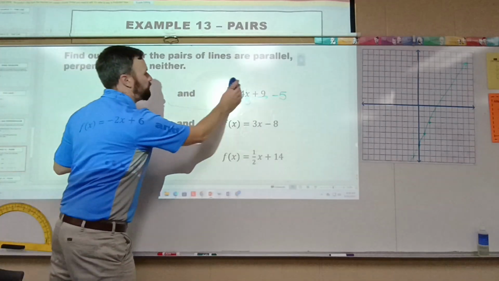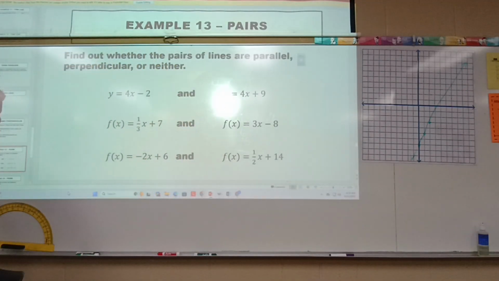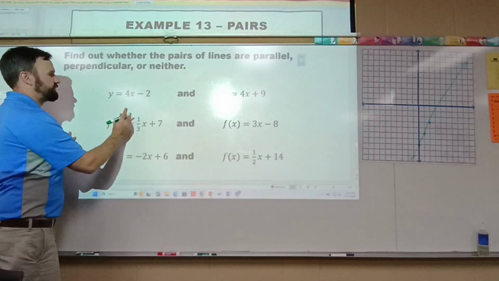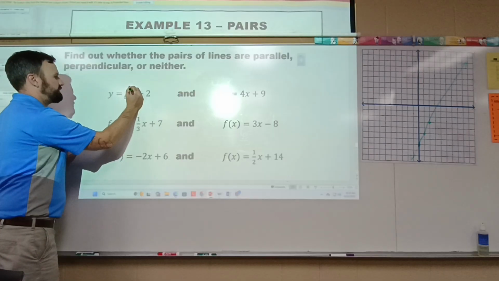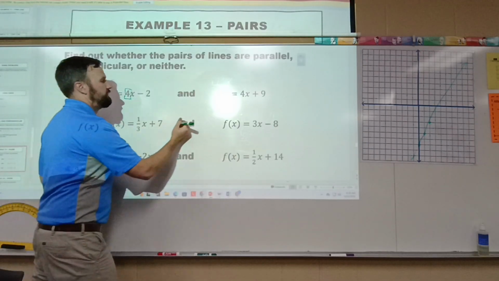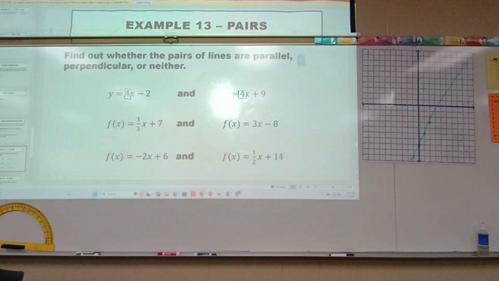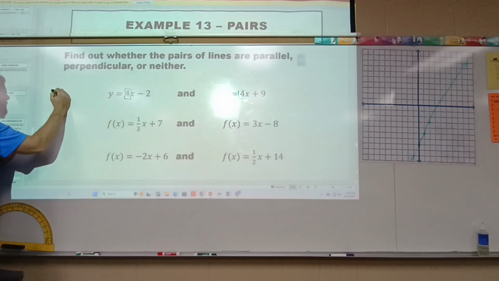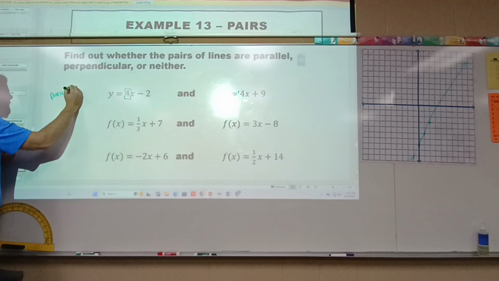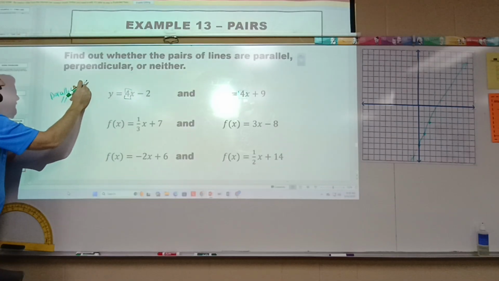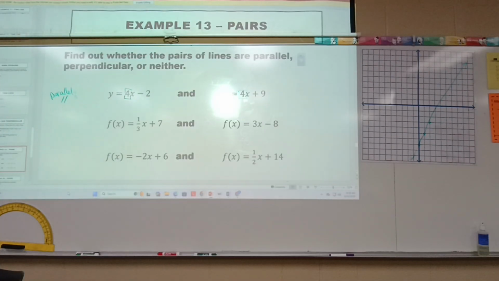Are they parallel, perpendicular, neither? All right. What's the slope of this one? 4. The slope of this one is 4. So they are the same. So that means they are parallel. Same slope, different parent function.